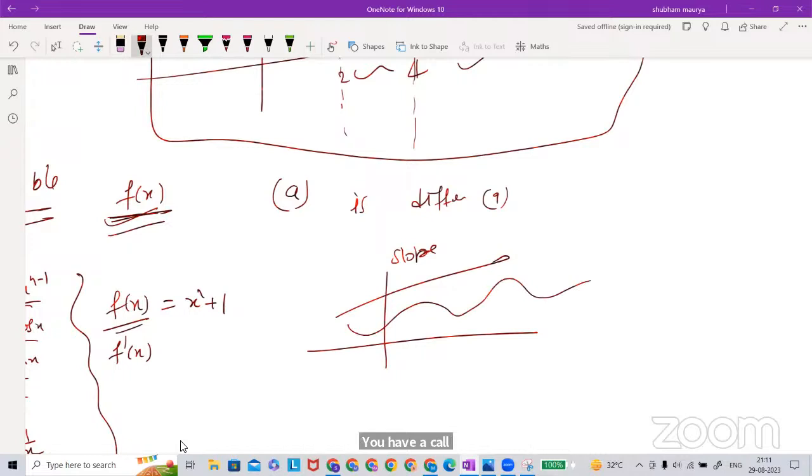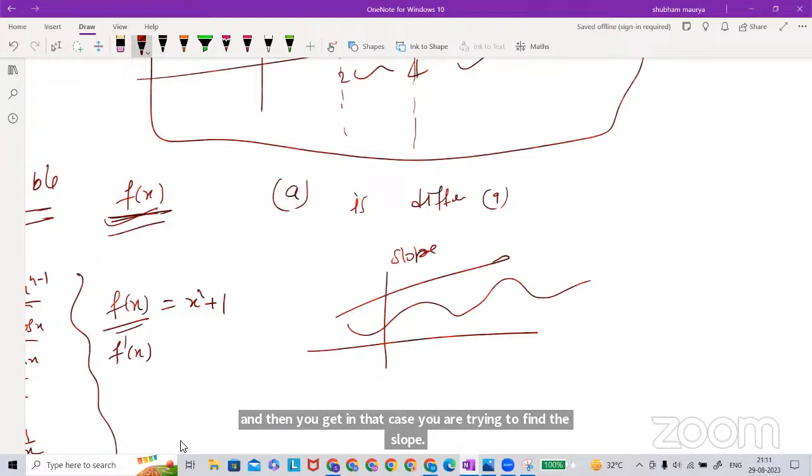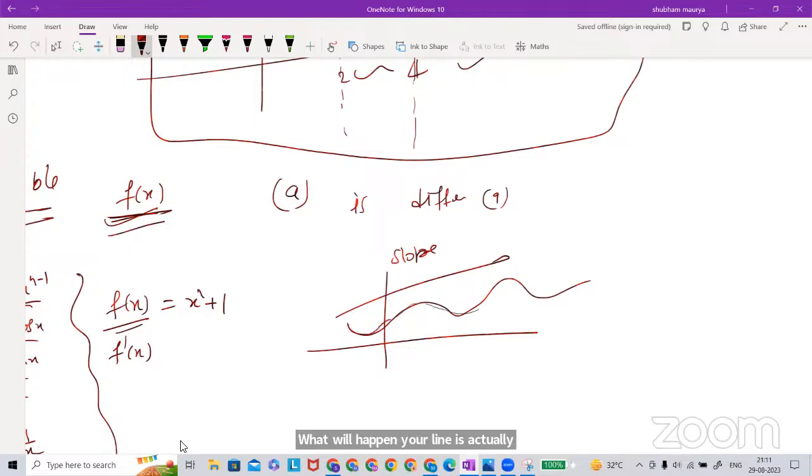The tangent will give the slope. Suppose in place of a line you want to find the slope of a function, which is not a line but a different thing. It could be a polynomial, quadratic, or a trigonometric function like sin, cos, tan, or a rational function. A rational function is of the form p by q.